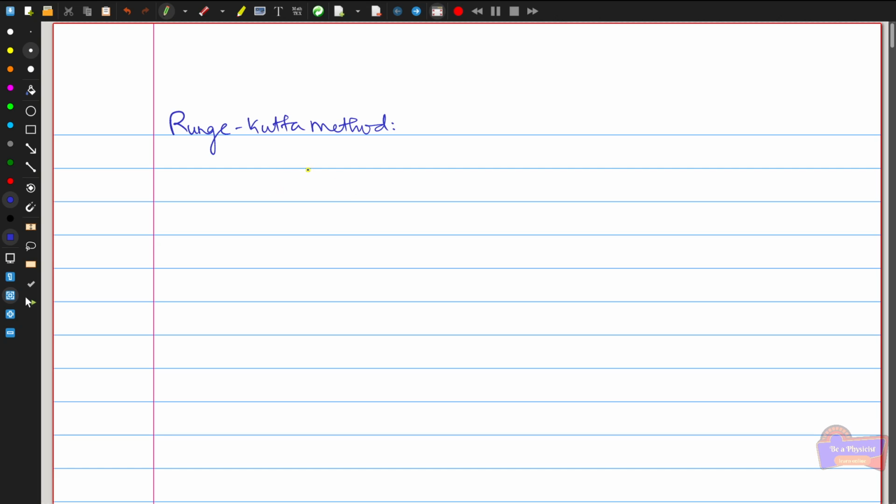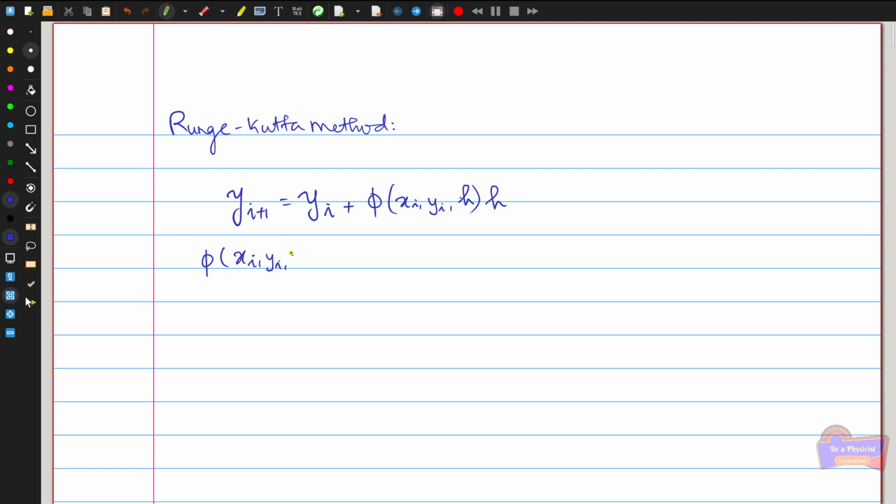order. If you write this Runge-Kutta method in the general form, y of i plus 1 is equal to y of i plus phi of xi, yi, h, multiplied by the time step h. So this is the general form of the Runge-Kutta method, where phi of xi, yi, h is called the increment function. The increment function can be interpreted as a representative slope over the particular interval h.